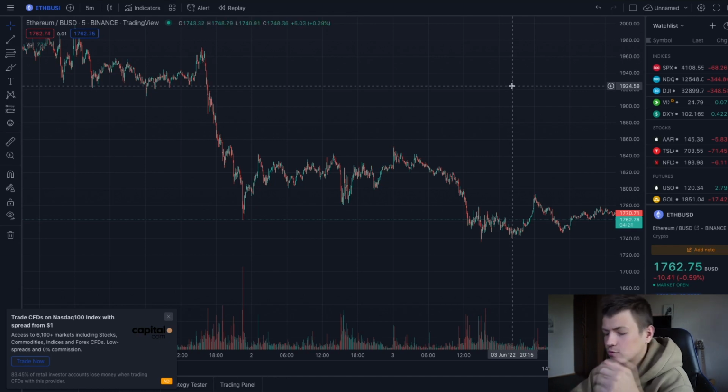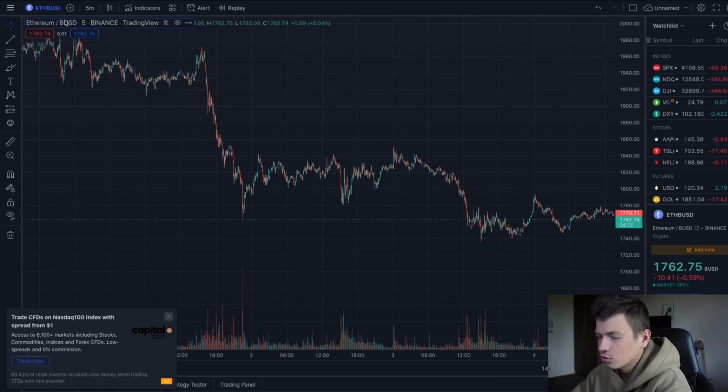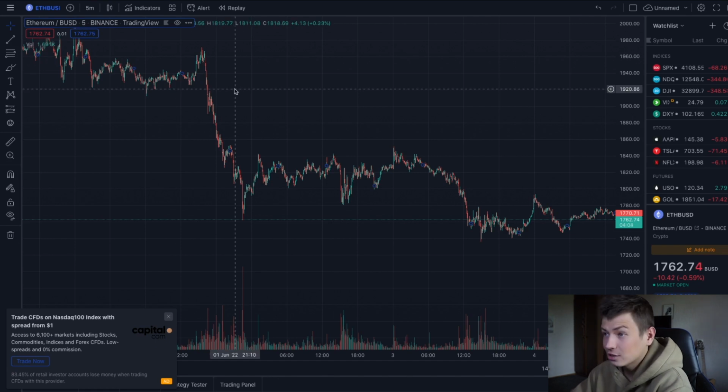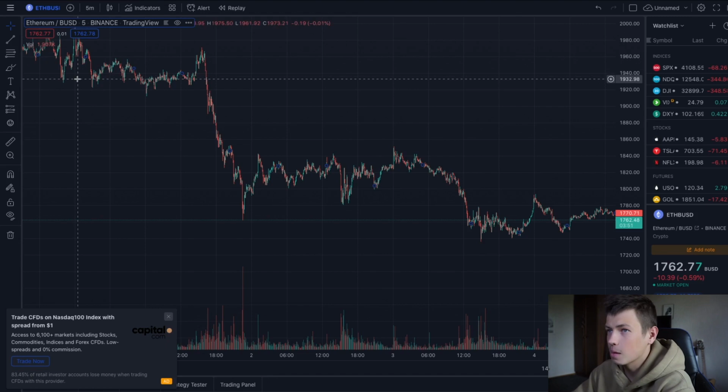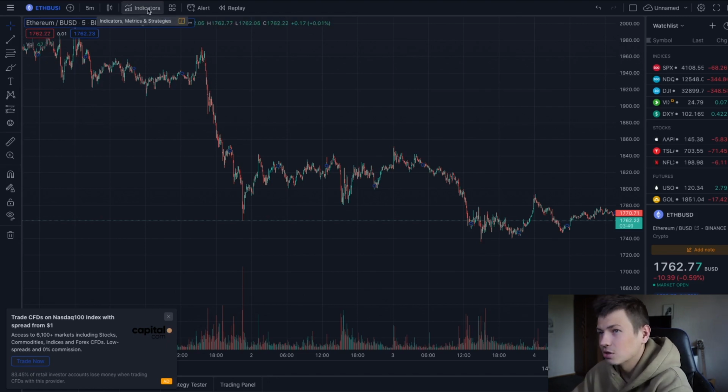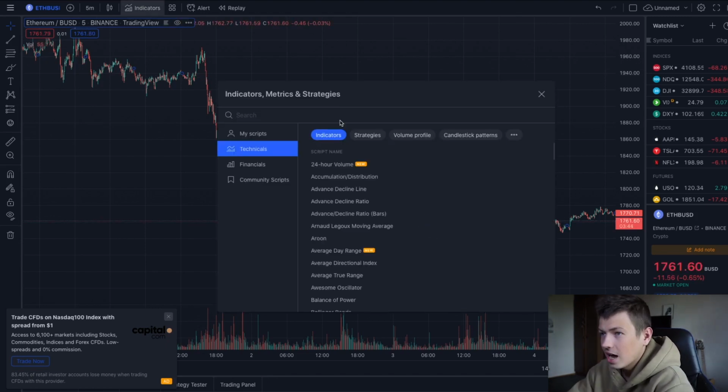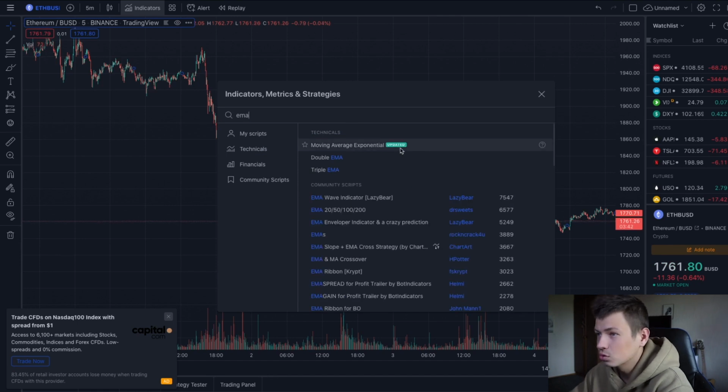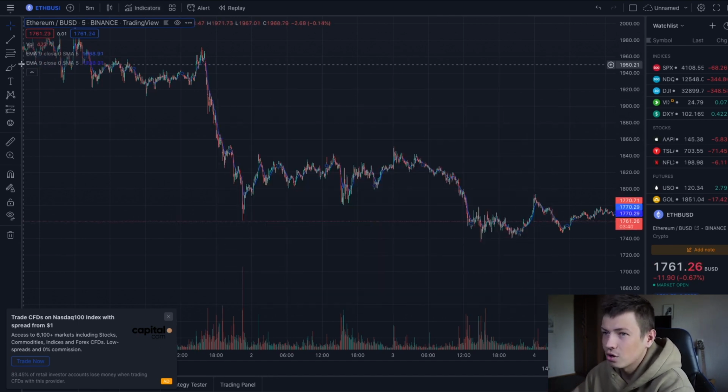So go ahead and open up tradingview.com. And then what you will need to do is go ahead and find the Ethereum and BUSD pair. I trade on Binance, so that's the pair I am looking at. When that is done, you will need to set up a couple of indicators. So let's go ahead and click on indicators right over here and type in EMA. Click it 2 times so you have 2 EMAs on your screen.